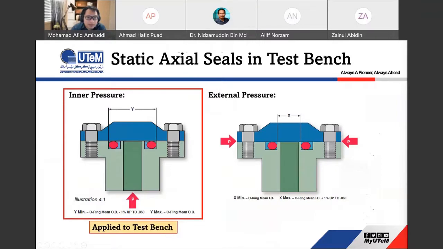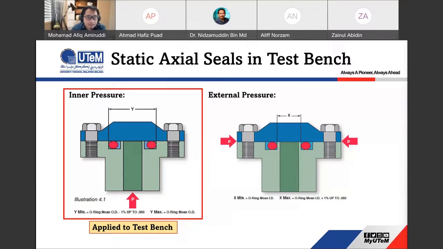For static, axial seal in the test bench, this is the position of the face seal. For the O-ring in our test bench, we install it at face position. In our case, the pressure comes from the center, so it will push the O-ring to the wall. That's why we have to make sure that the wall of the groove and the elastomeric O-ring must be close to each other, meaning there is no gap. We want to make sure there is no leakage coming out from the center to the outside.